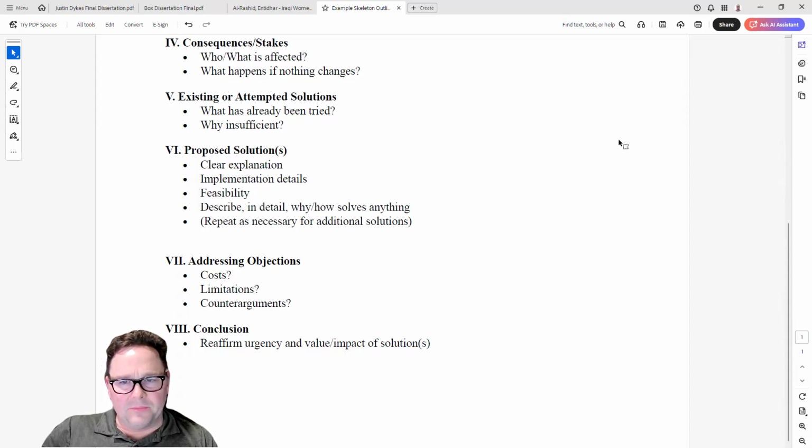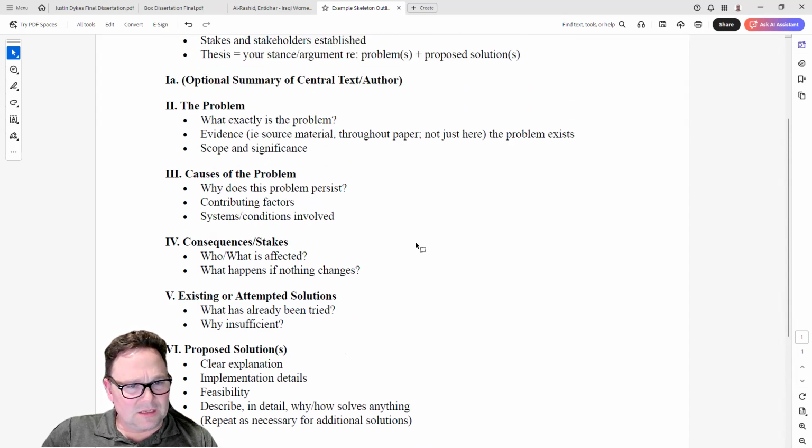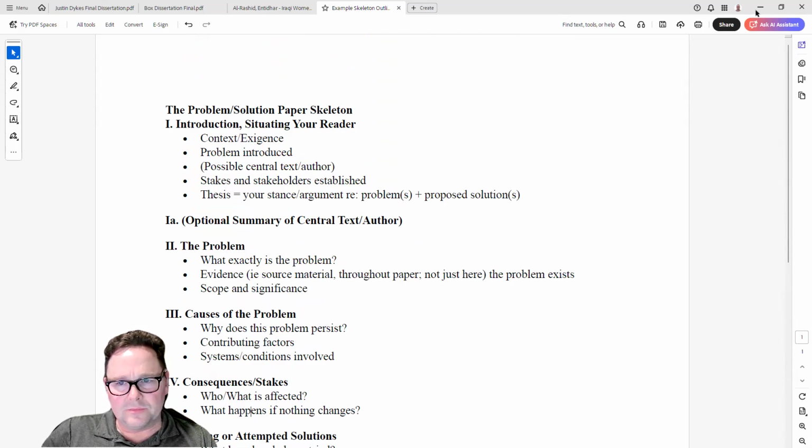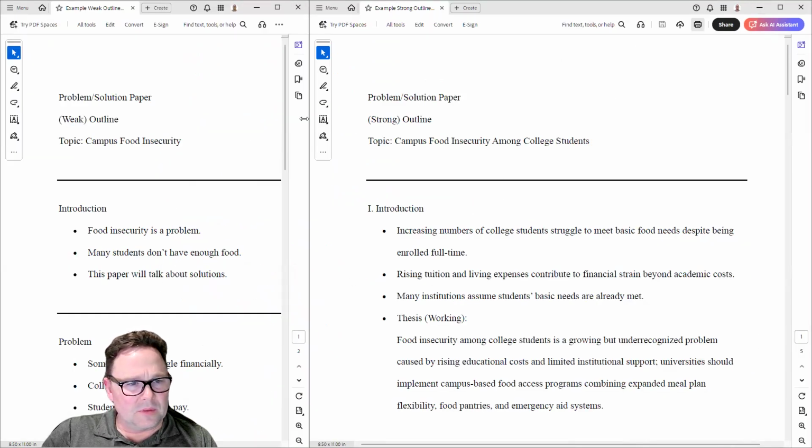Okay, we took a few minutes just to go over this skeleton. I want to show you some ways an outline could look. I understand this seems like a lot of work when you've got a paper to write, but it shouldn't take very long.